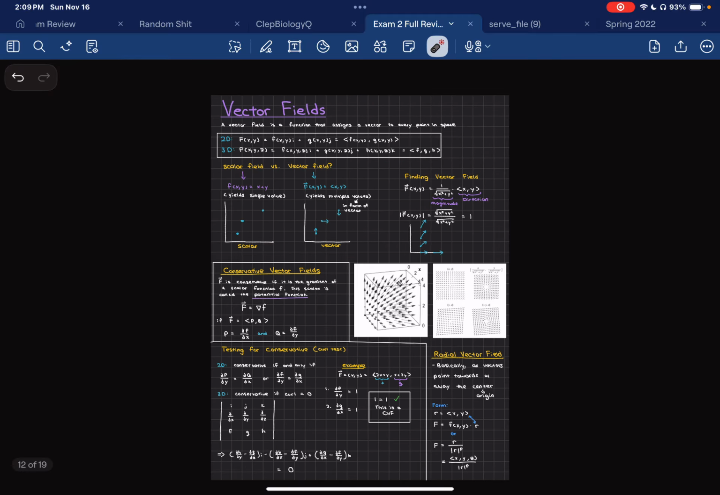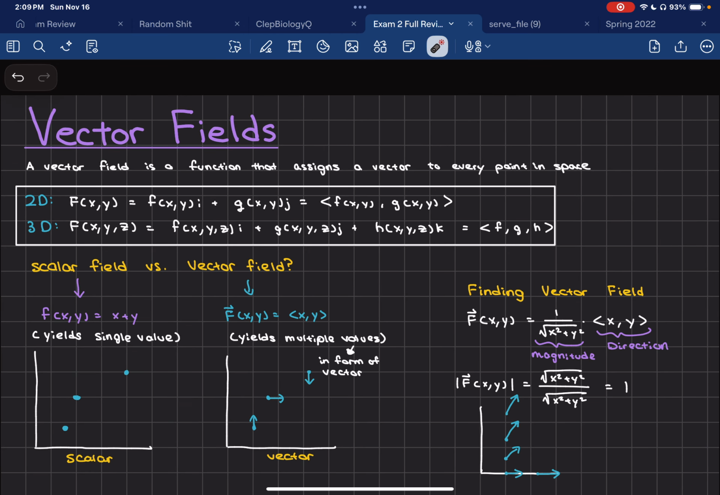Okay, vector fields. Vector fields often confuse people, but I think I can put it in a way that's a bit more simple, right?